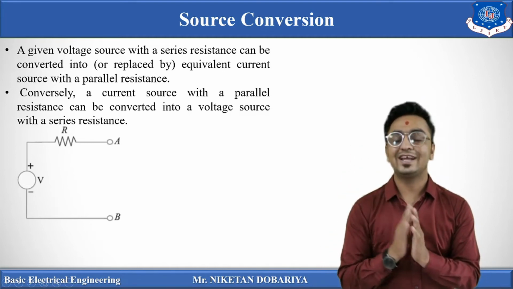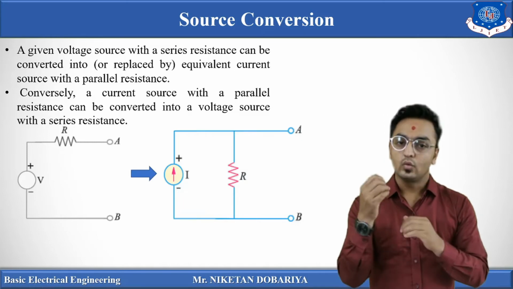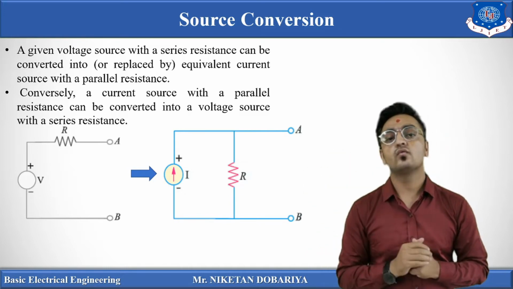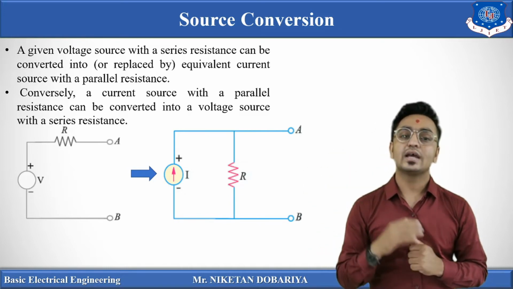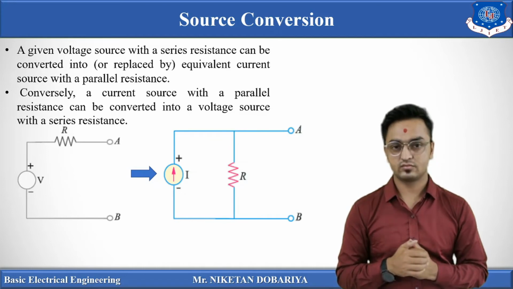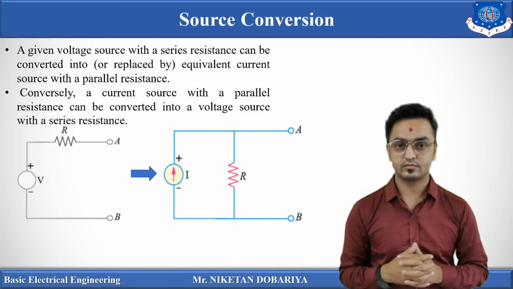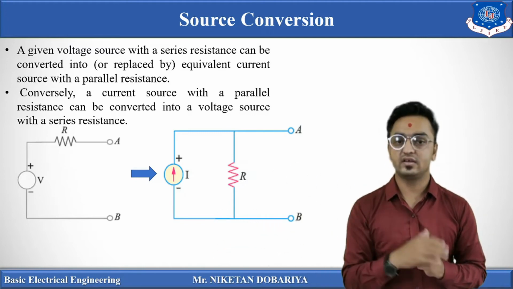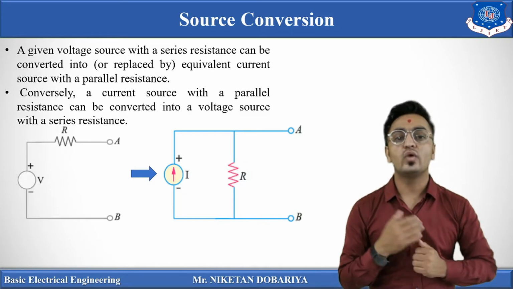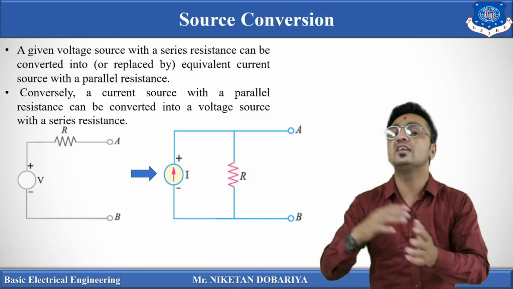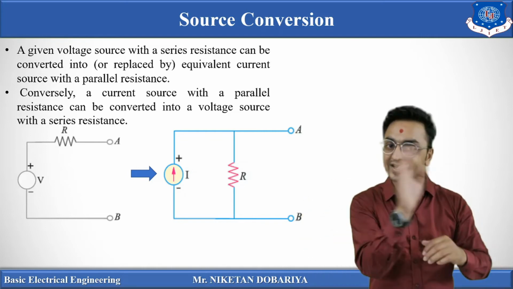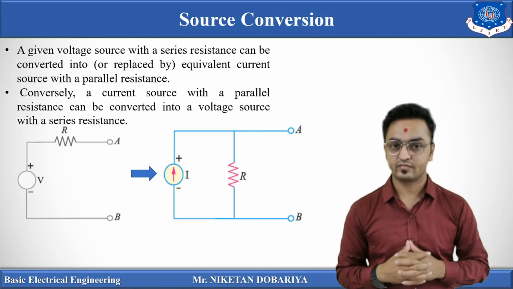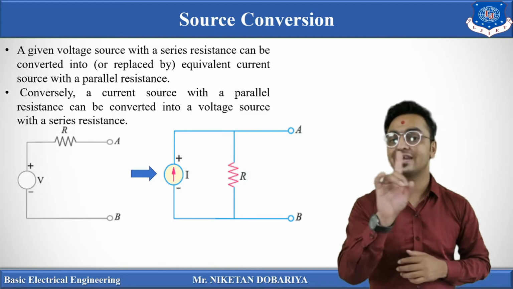But before that, let me clear one thing over here. When we transform a voltage source into a current source or a current source into a voltage source, first of all, we will always consider a practical source. Now, what is a practical source? We can divide sources again into two categories: ideal and practical. An ideal source means one where we are not considering any losses or any internal resistance, and practical sources are those where we consider their losses and internal resistance. So here also we are considering a practical source.